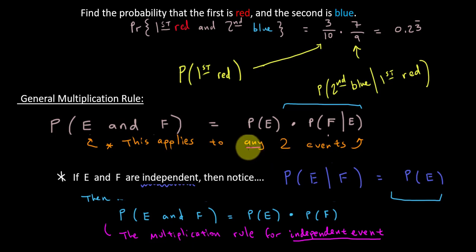So, those are the formulas and hopefully some intuitive examples of conditional or dependent probabilities. In the next video, we'll do some more fun examples.